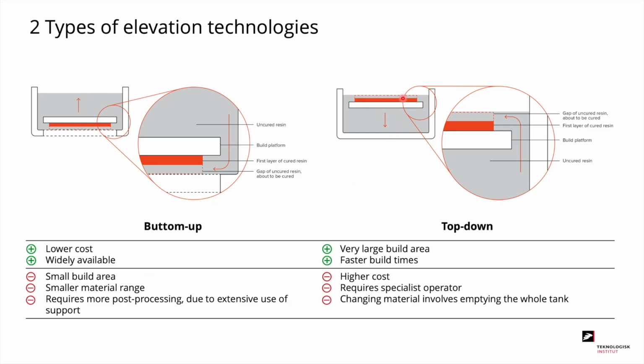With top-down, you print on the upside of the build platform and move it down through the print. The benefit of top-down is that you have a very large build area and faster build times. There are different downsides to the two elevation technologies, which you can see below here.